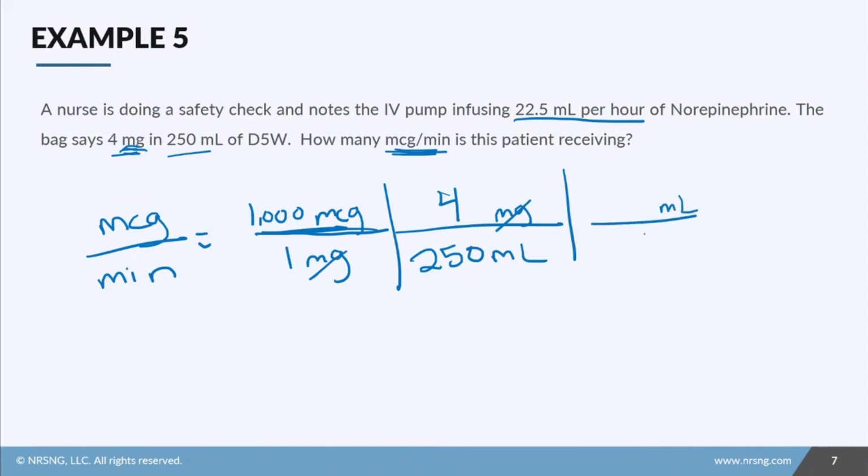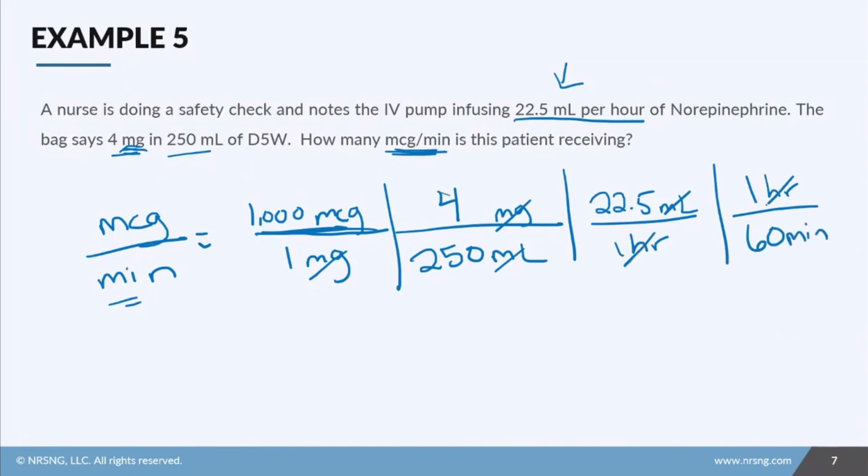Transfer your units up. What else do we know about milliliters? Well, right here, we know that we're going at 22.5 milliliters per hour. Cancel your milliliters. Now are we where we want? Micrograms per hour? Nope, we need to be in minutes. So we do a conversion. 1 hour, 60 minutes. Cancel your hours. Minutes, micrograms, you're exactly where you want to be.